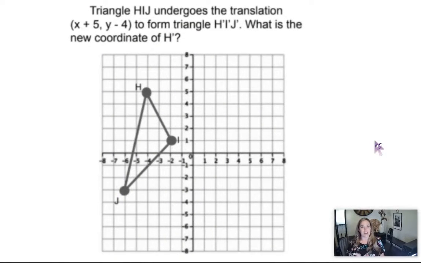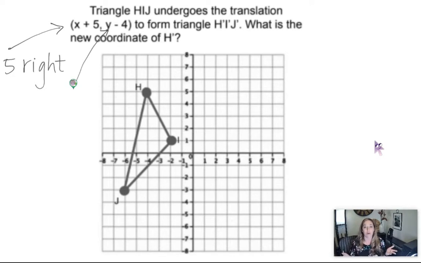So let's say we have this triangle here, HIJ, and it undergoes the translation x plus 5 and y minus 4 to create a new triangle. What is the new coordinate of H prime? So that is saying x plus 5. It means that we need to move 5 to the right. And the reason we're moving right is because the x-axis only runs left and right. So if you add to the number, then it's going to move the shape to the right. And the same thing, if you take something away from the y-coordinate, well, the y-axis only runs up and down. So if you take it away, that number's going to go down. So you're moving 5 right and 4 down.